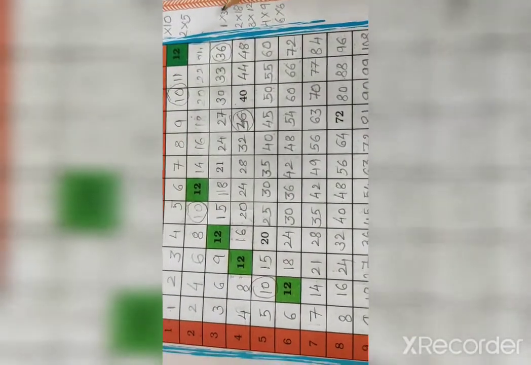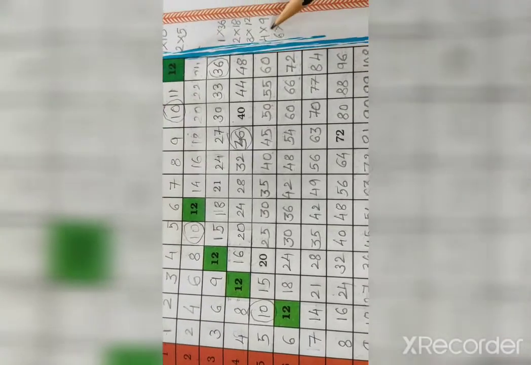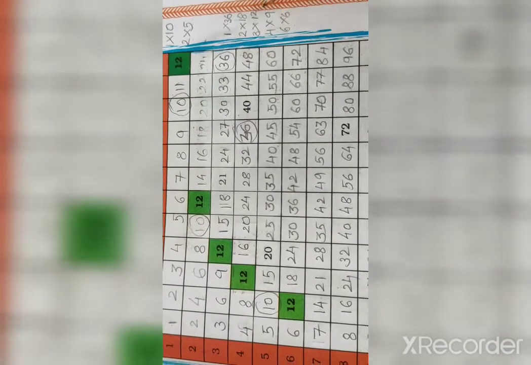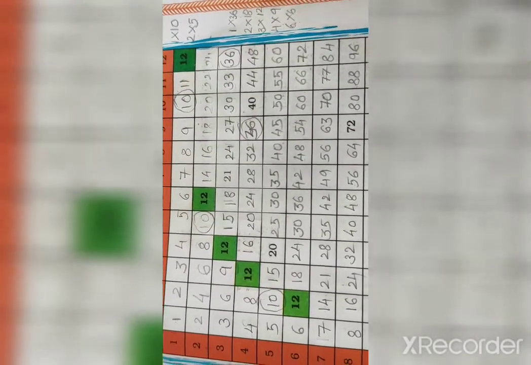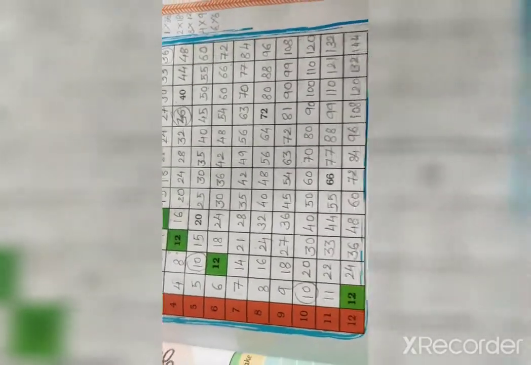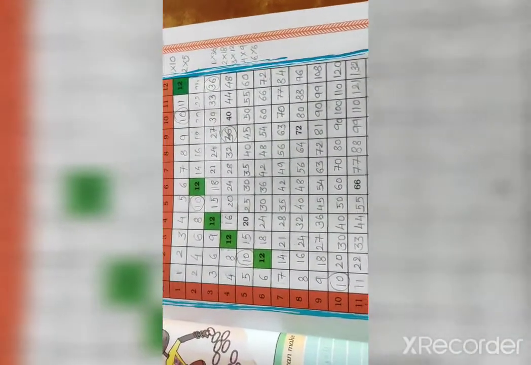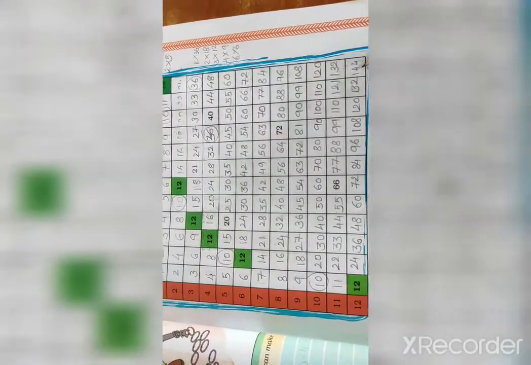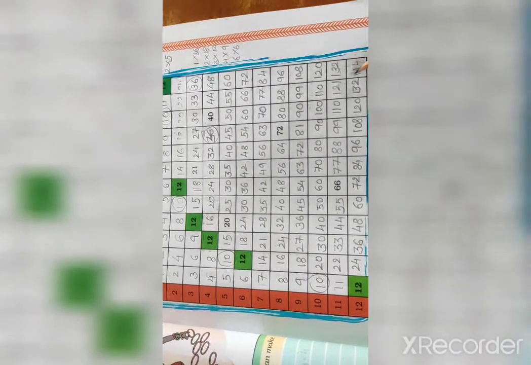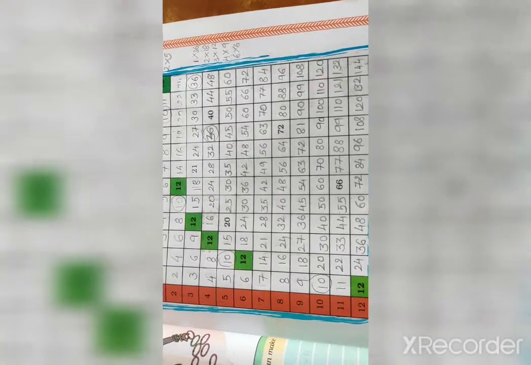So all the factors of 36: 1, 2, 3, 4, 6. 6 times 6 we will not take, 6 only one time. Then 9, 12, 18 and 36. Now the biggest number you can see, we can find the factors of from this table, only 144, because the last biggest number in this table is 144.